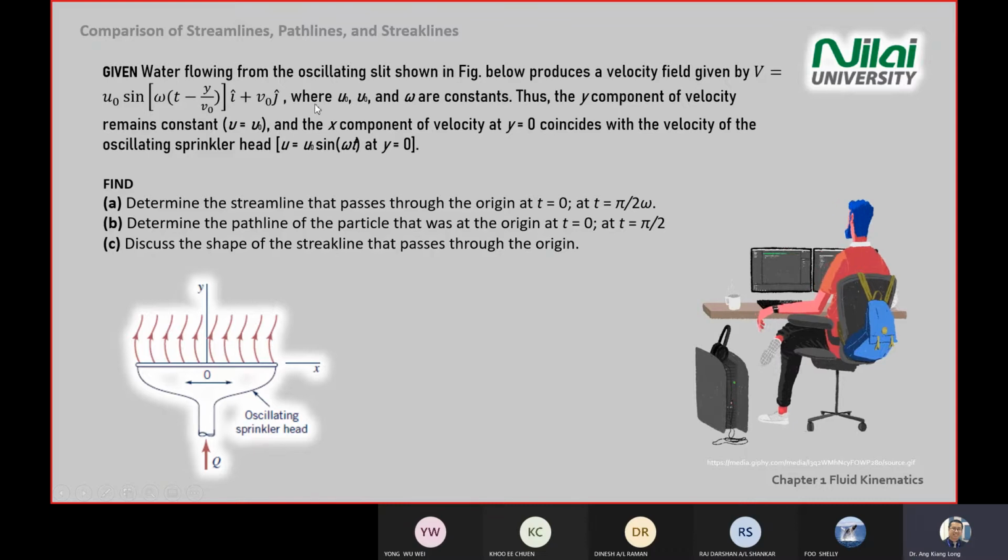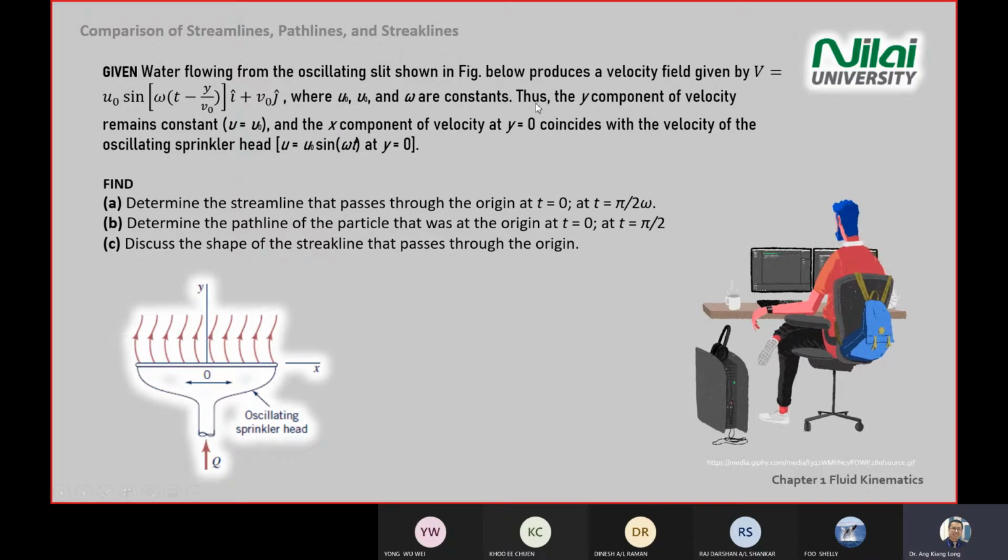To further simplify your calculation, the question already mentioned that u naught, v naught, and omega are constants. So this is a constant value. You can assume u naught as 1, omega also a constant value, you can assume as 1, and v naught also you can assume as 1. Assume it as a constant value, a value that you can factor out. Then the question further introduces the scenario.